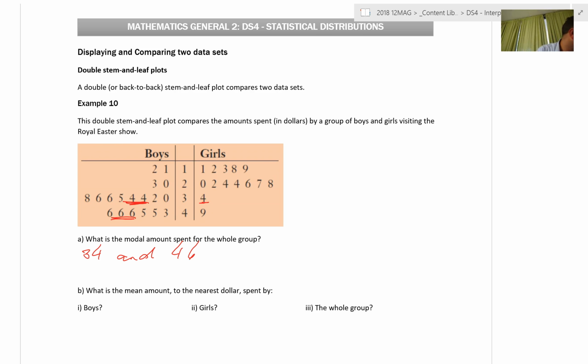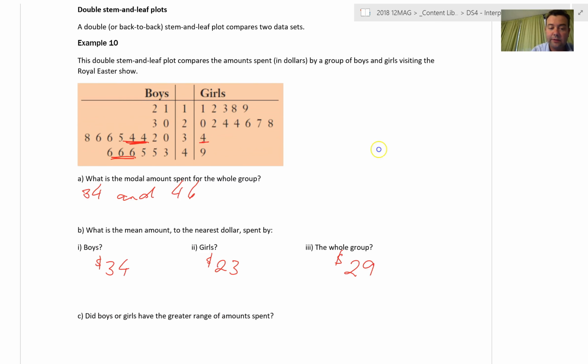Mean amount for boys and girls? We punch these in, I get $34 for boys. You can type those in. 23 for girls. Round it off to the nearest dollar. And overall, somewhere in between, about $29, if we round those to the nearest dollar. You can confirm those.